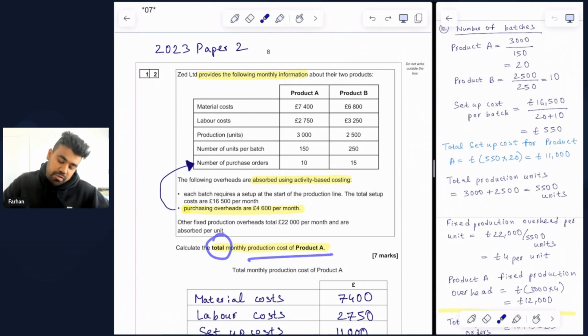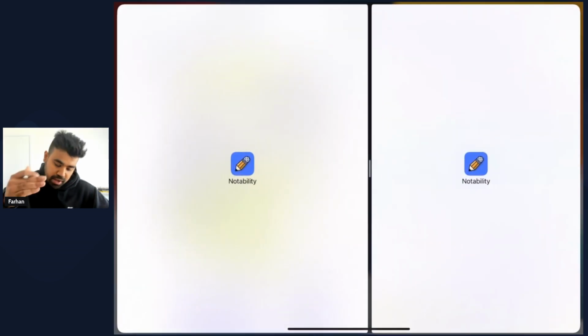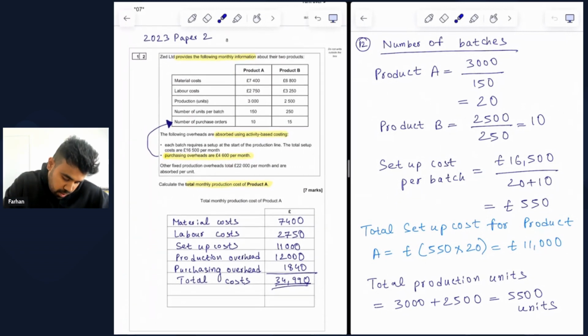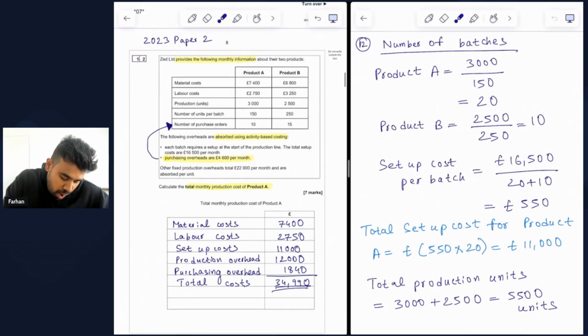So on the right hand side of the screen are some workings. So we will break down every single piece of information that we have. First of all, each batch requires a setup at the start of the production line. The total setup costs are £16,500 per month. What we have to do first is find the number of batches that we have for each product type. And how do we do that?